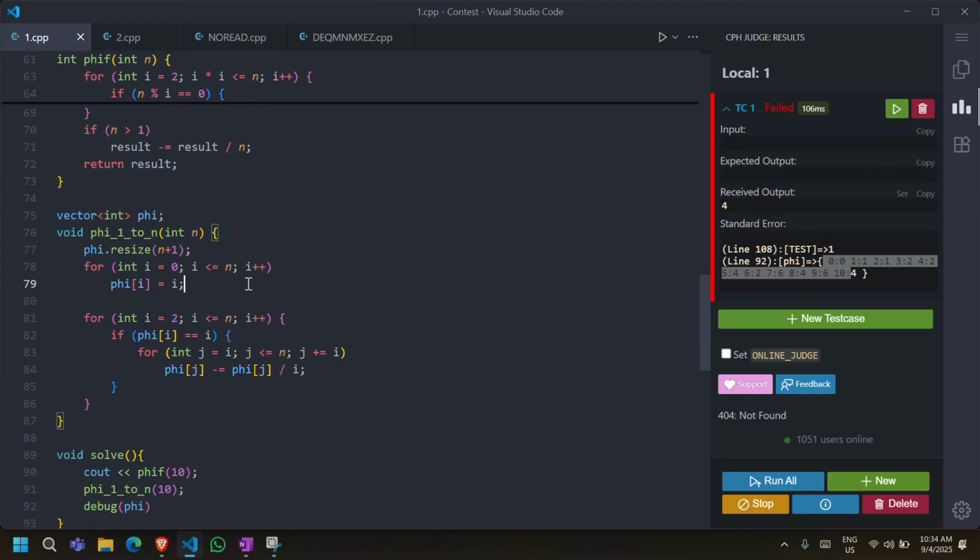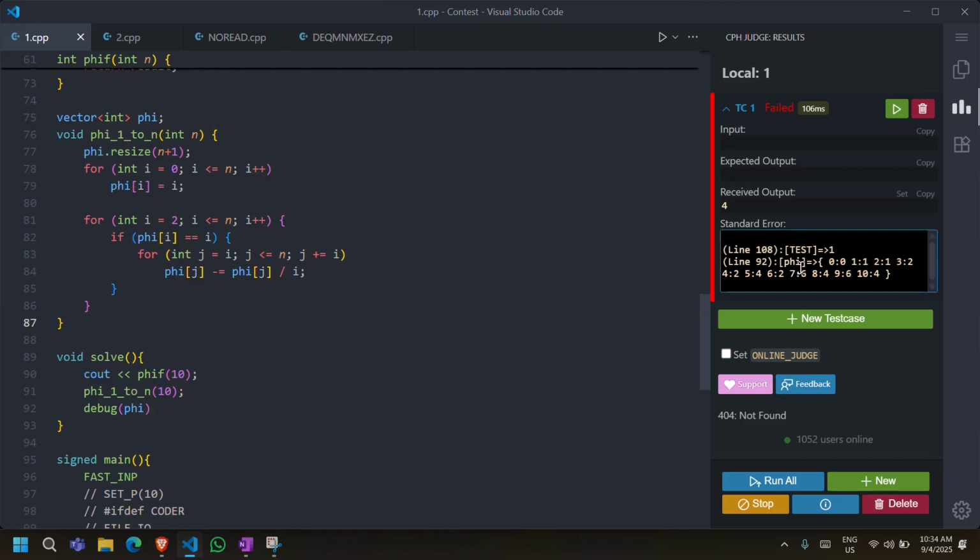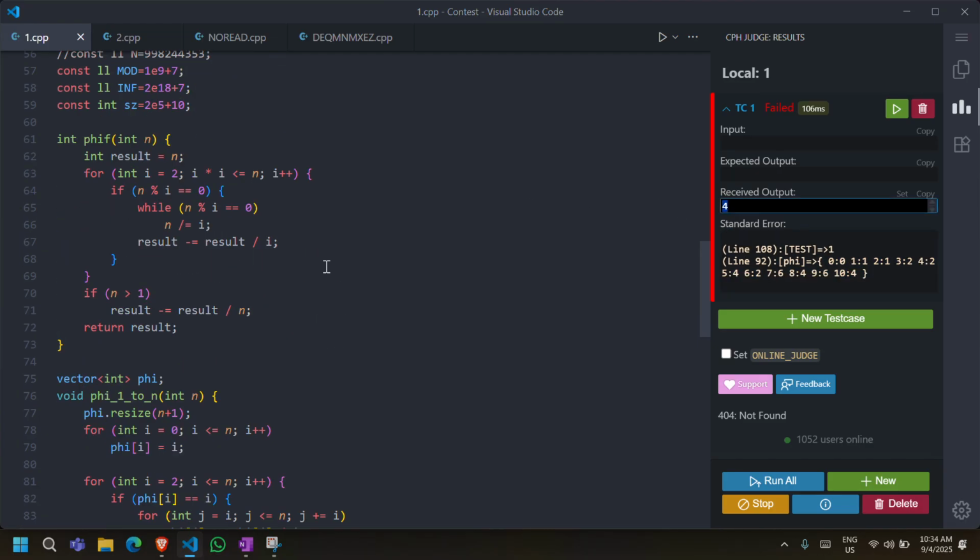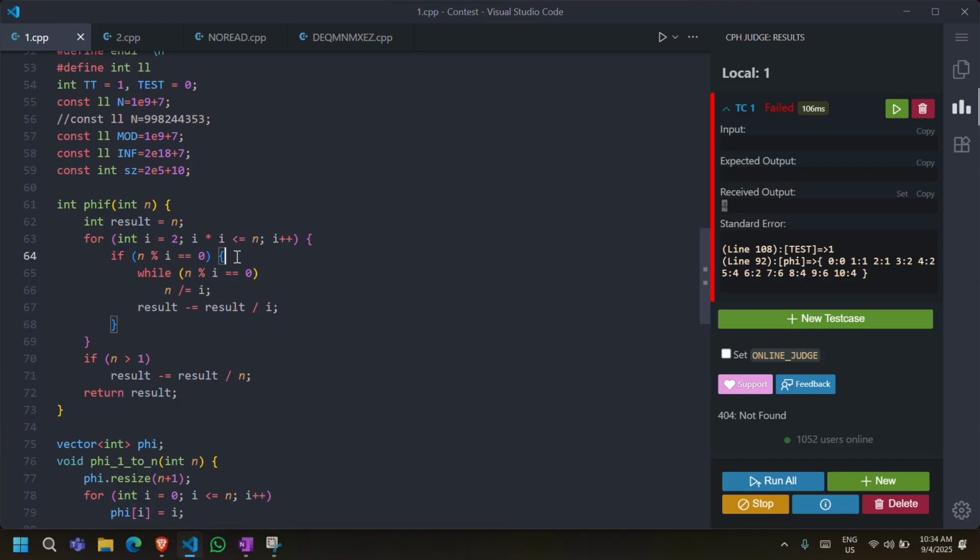So here, see, phi of 10 is 4, right? You understand this: I am iterating from 2 to root n, and if a number i divides n, so i is the prime number p1, I am updating the result, and also I am removing all the powers of i from n, so that it won't be divisible again by some number which is a multiple of i.